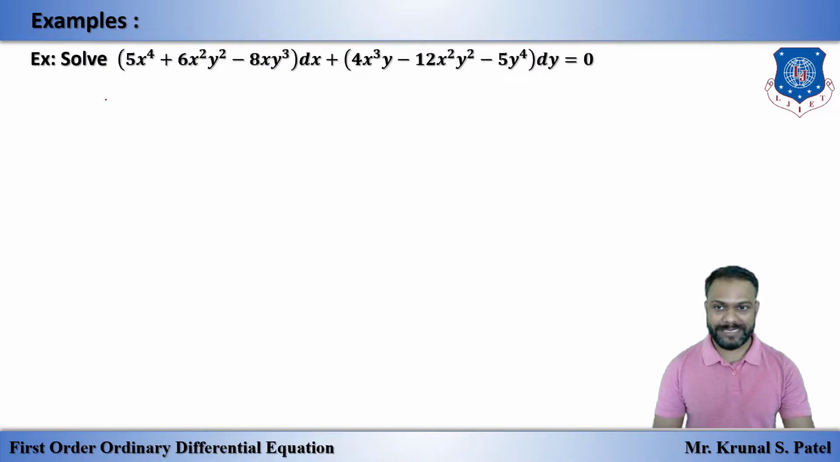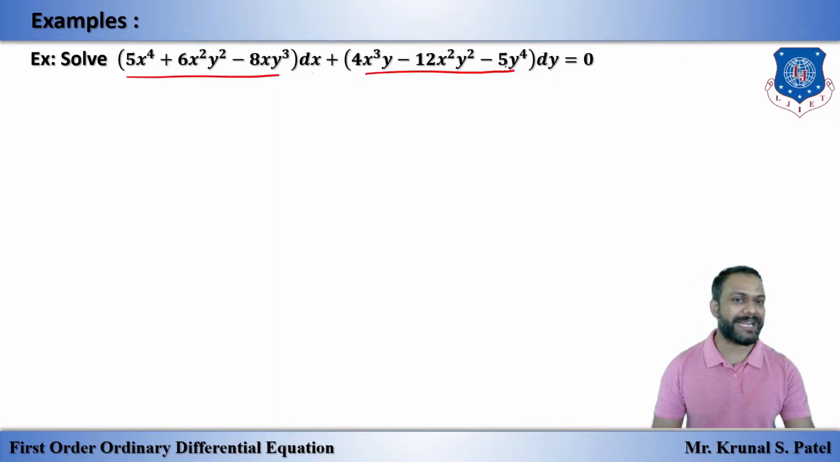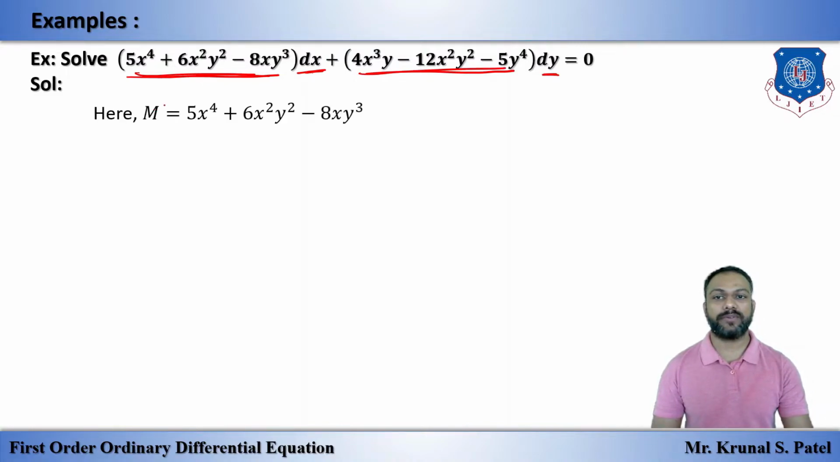Now we have this example: solve (5x^4 + 6x^2y^2 - 8xy^3) dx + (4x^3y - 12x^2y^2 - 5y^4) dy = 0. This exactly looks like M dx plus N dy. So we will consider the coefficient of dx as M and the coefficient of dy as N, functions of x and y.